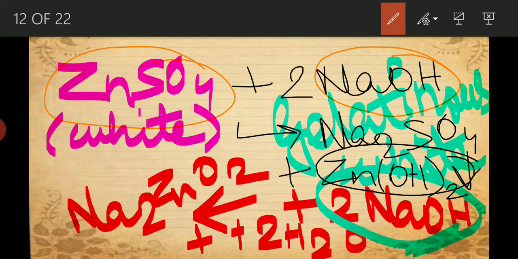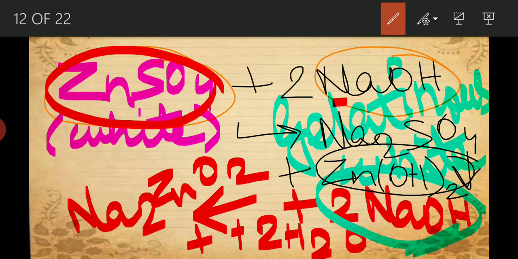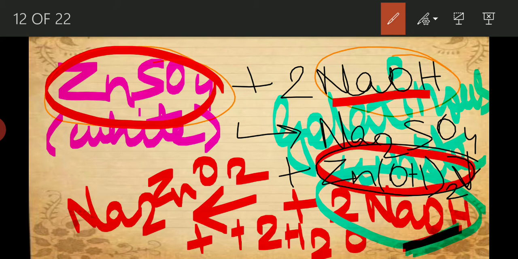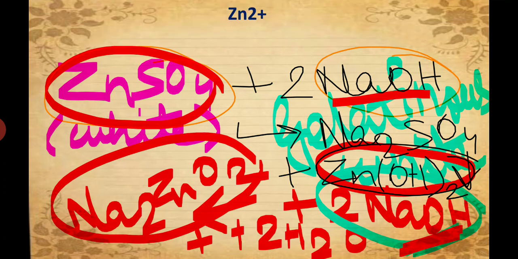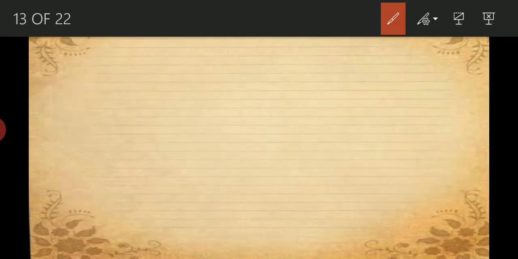That means this zinc sulfate, when you are reacting with NaOH, you are getting zinc hydroxide. This zinc hydroxide, when it is reacting with excess NaOH, then that gelatinous white PPT becomes totally soluble in excess NaOH and you are getting sodium zincate, which is a colorless solution. Clear? Okay. Now let's see another example with lead.